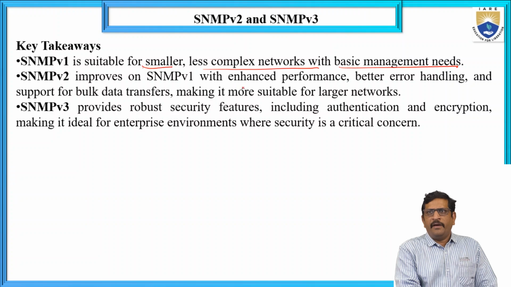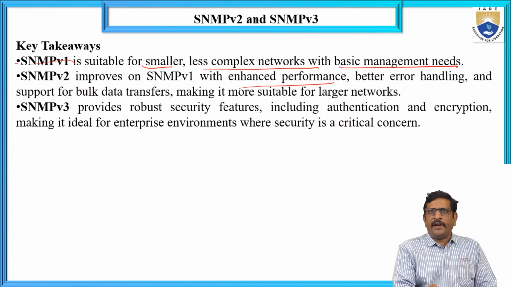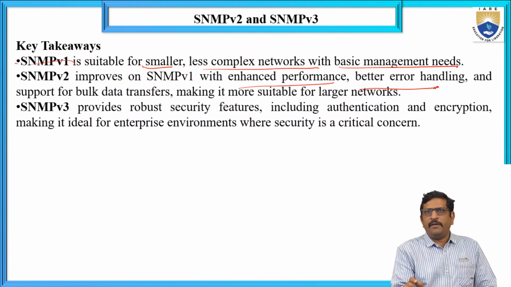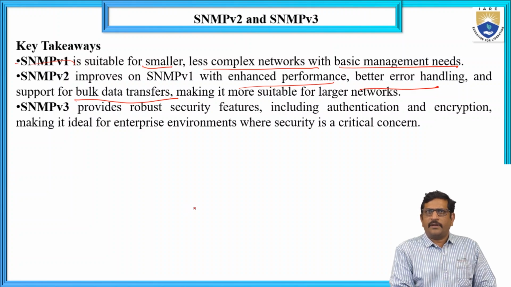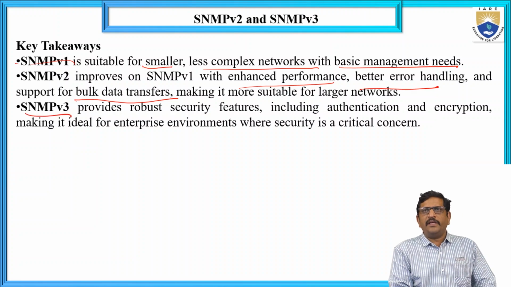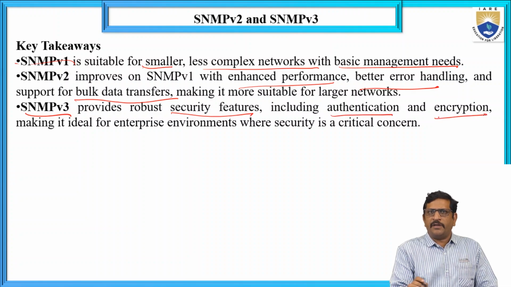With SNMPv2, the performance is enhanced compared to SNMPv1. So that's why it can be utilized for moderate networks. Error handling can be done better compared with SNMPv1, and it also supports bulk data transfers compared to SNMPv1. SNMPv3 provides very robust security features, including authentication and authorization, and encryption technology.